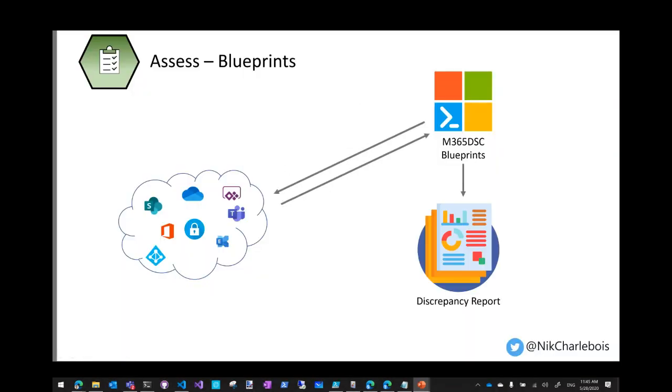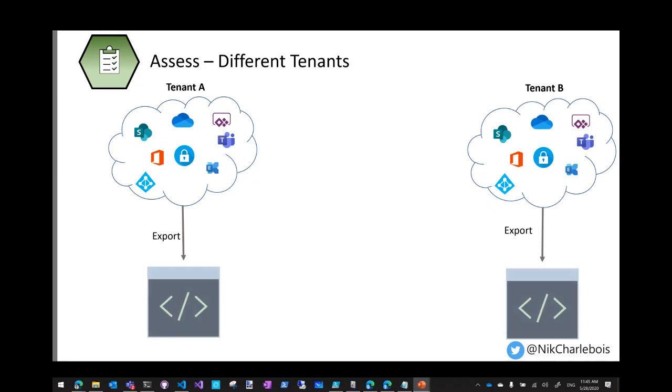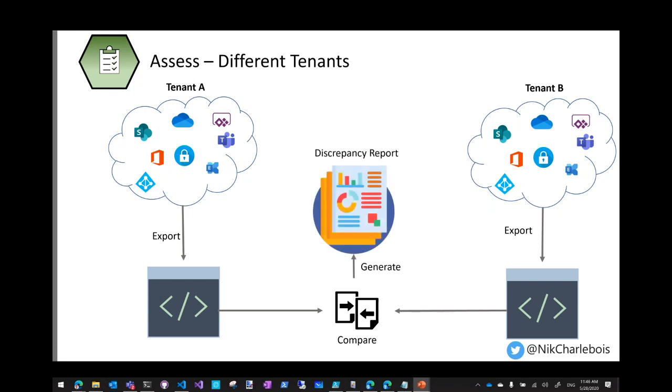The next type of assessment that we'll let you do is to assess different tenants. So you have tenant A, you have tenant B. You want to know what's different from a configuration perspective between the two tenants. So what you do is you do an export of both, and then you just do a comparison using the tool, and it will generate a delta report, a discrepancy report. This is extremely useful if you're doing things like mergers and acquisitions. So you have two tenants, you want to try to merge them down to one. You want to figure out what's configured how in what tenant. You can use this and get the discrepancy report.